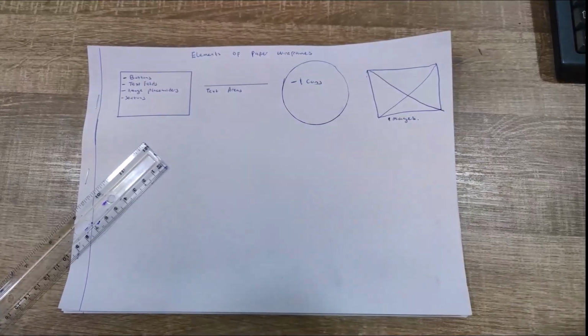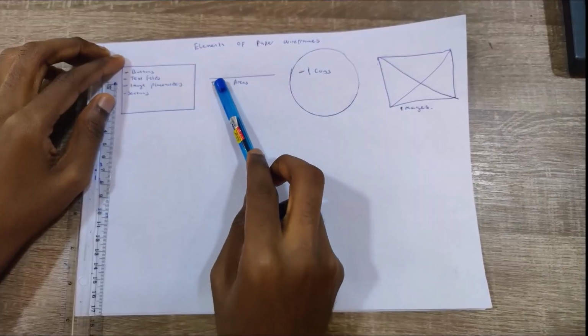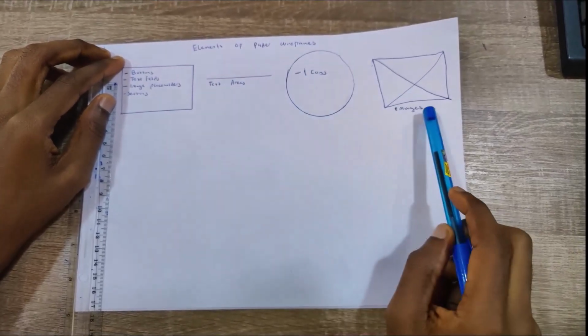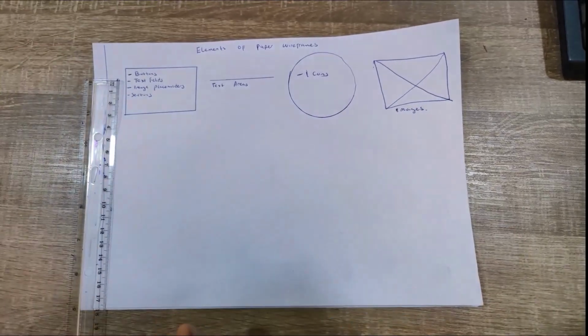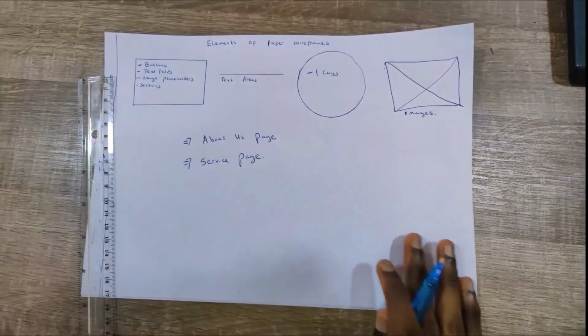Let's talk about paper wireframes real quick. So there are elements of paper wireframes: rectangles representing the buttons, text fields, image placeholders and sections. We have the text area, we have the icons, and we have the images. So we'll design the about us and service page for the website we want to work on.